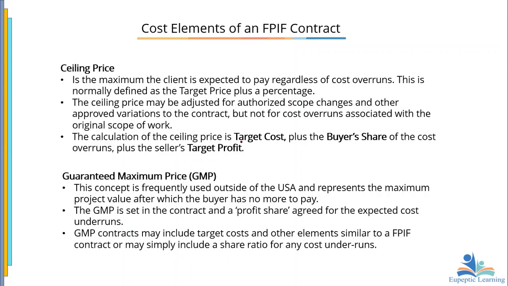The calculation of the ceiling price is what? The target cost plus the buyer's share of the cost overruns plus the seller's profit. So please note that TC, which is the target cost, plus the buyer's share plus the seller's target profit is equal to the ceiling price. Sure. Not all changes come with cost. Some, of course, are negligible, so we will not do that.